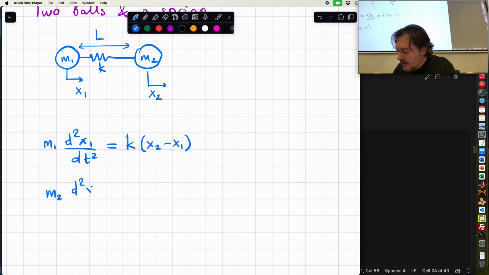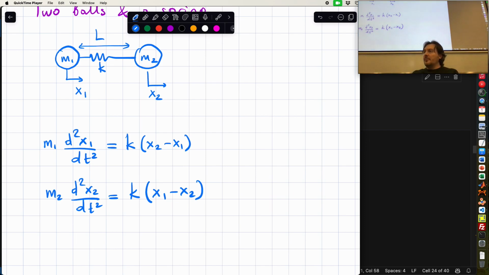M2 d squared x2 over dt squared is? Opposites. Exactly. K times x1 minus x2. Does it make sense to everyone? Yes? Now the rest is the same story. The rest is just Verlet integration. Okay? For example, the first part of your homework is to do it for 3 objects. So we will do it here for 2 objects. You will do it at home for 3 objects.